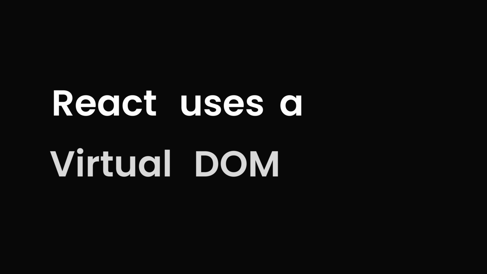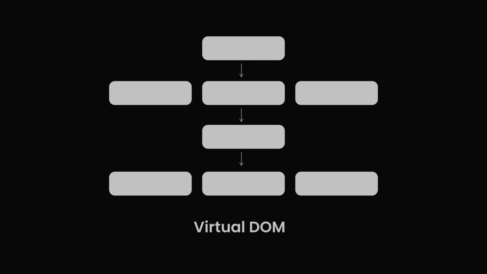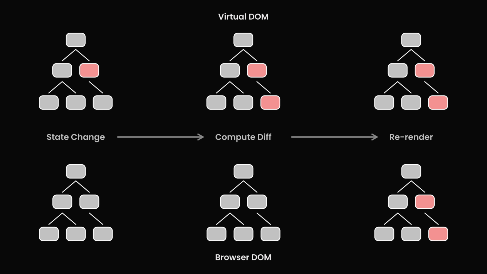React uses a virtual DOM to efficiently update and render components. Instead of directly manipulating the actual DOM every time there is a change, React compares the virtual DOM with the real DOM and only updates what's necessary, leading to better performance.